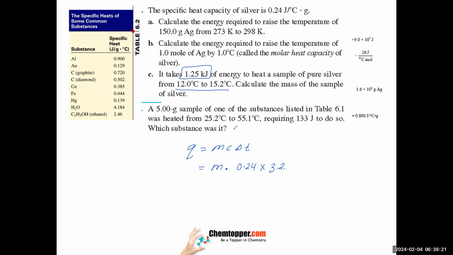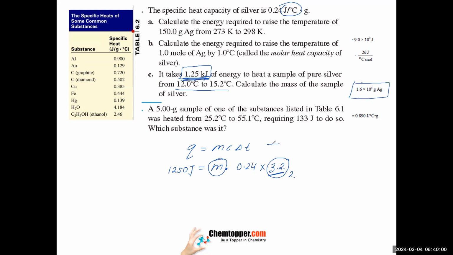Kilojoules has to be converted into joules because you have to have these units compatible. You cannot take kilojoules for one quantity and joules for another. They should cancel out. So I'll convert this into 1250 joules. Right? I multiplied by 1000 and it is in joules. Calculate M. How many sig figs in the final answer? Only 2. This has 2. Only 2. And you can see the answer is this.